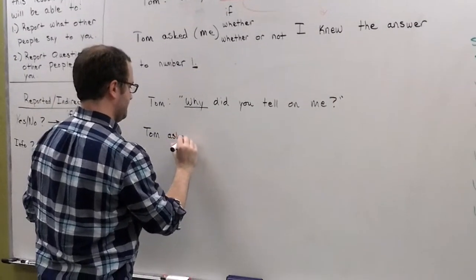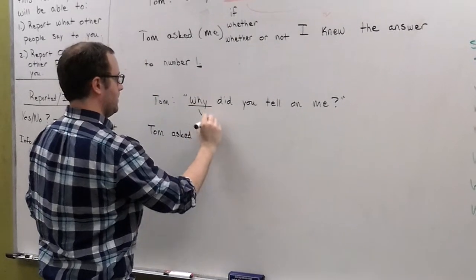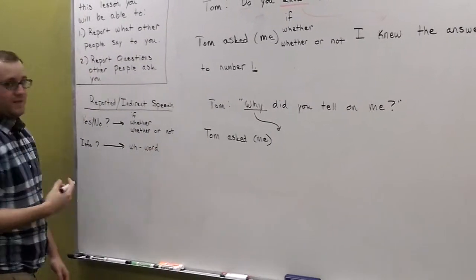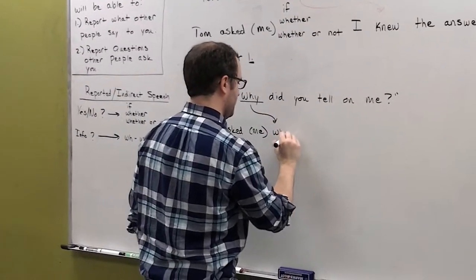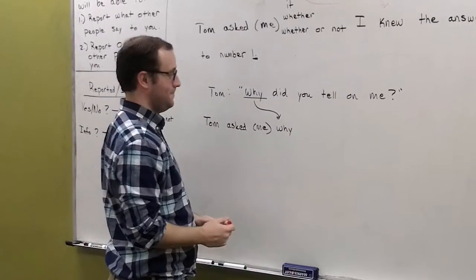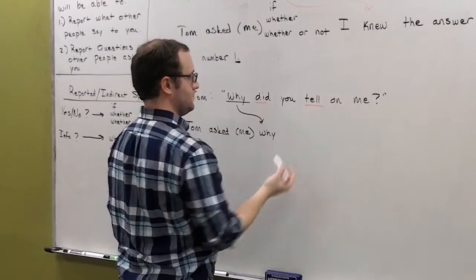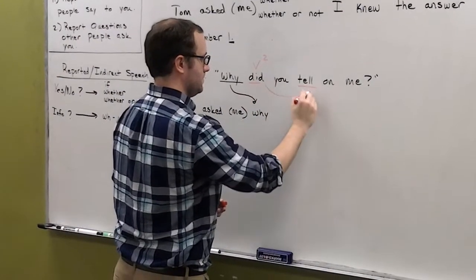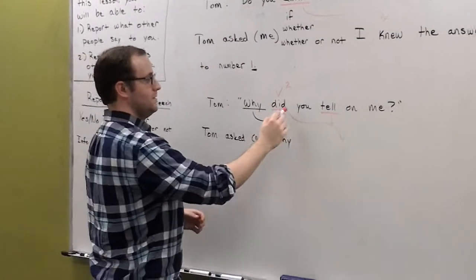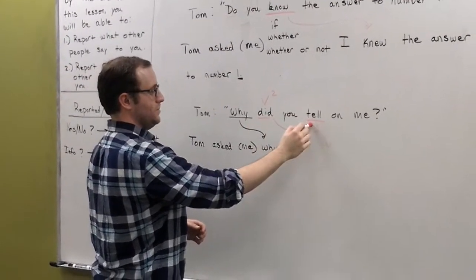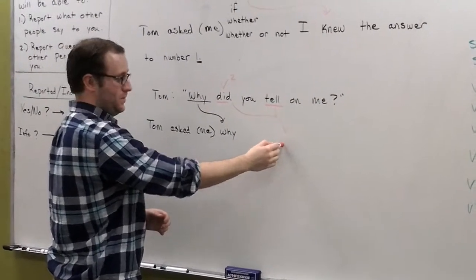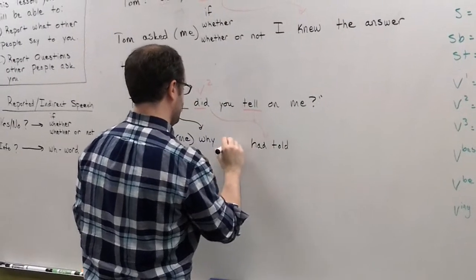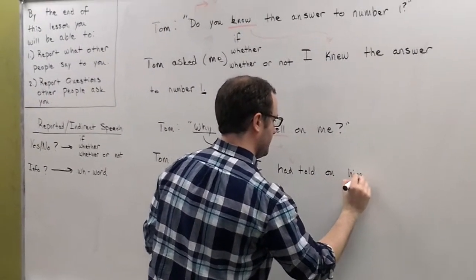Tom asked me, with information questions, we keep the WH word at the beginning of the noun clause. Okay? Why? Okay. What's the next step? Verb tense, right? This is in the past simple, so what will it become in reported speech? What is the past of told? So if this is past simple, the past simple is told. What is the past of the past simple? Past perfect. So had told on him. Okay?